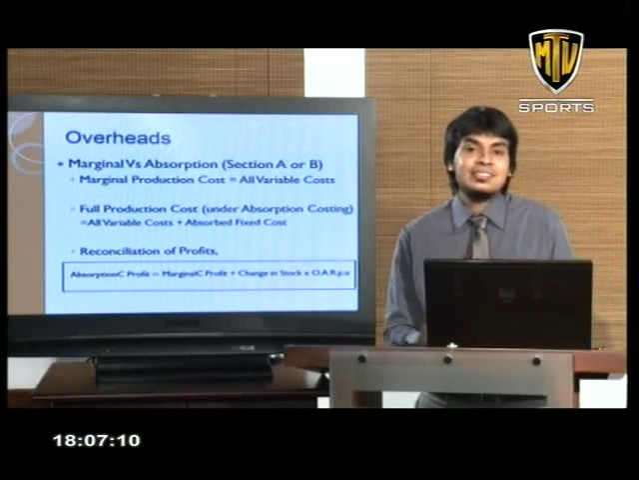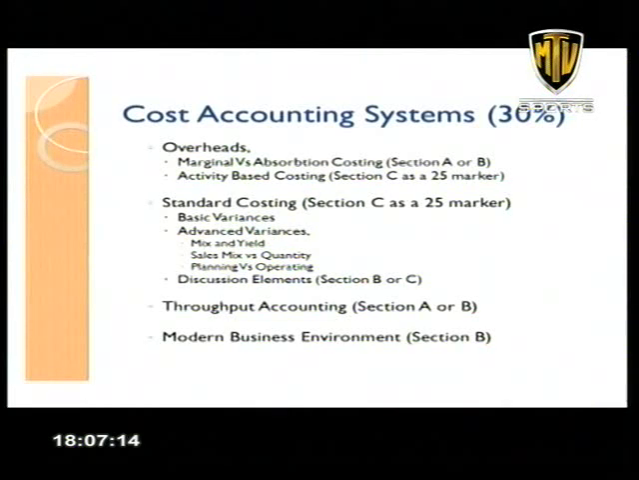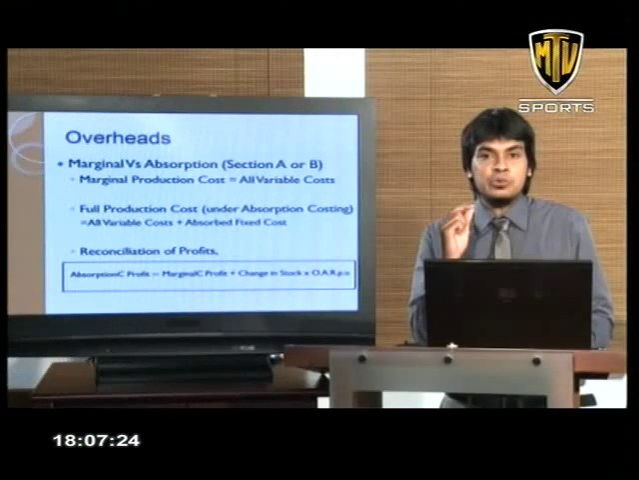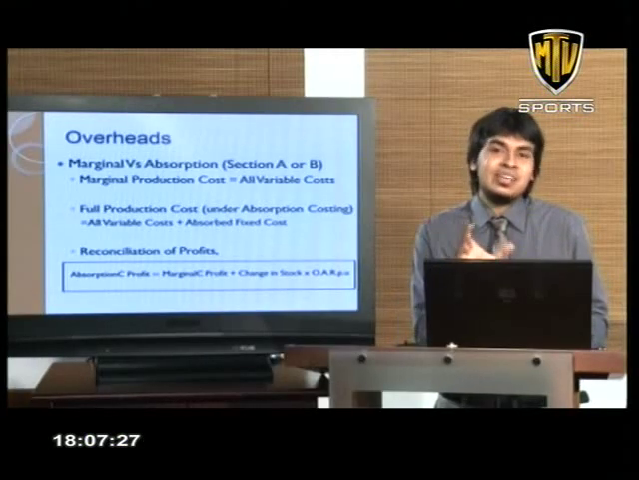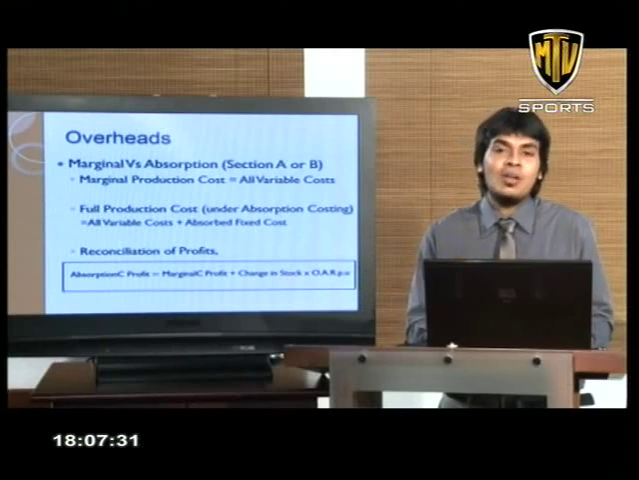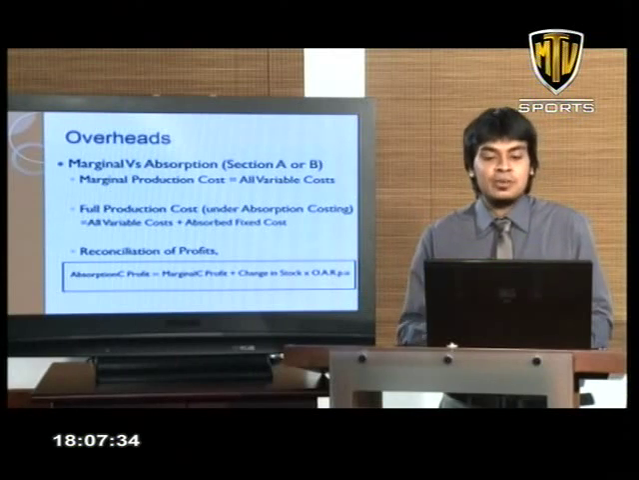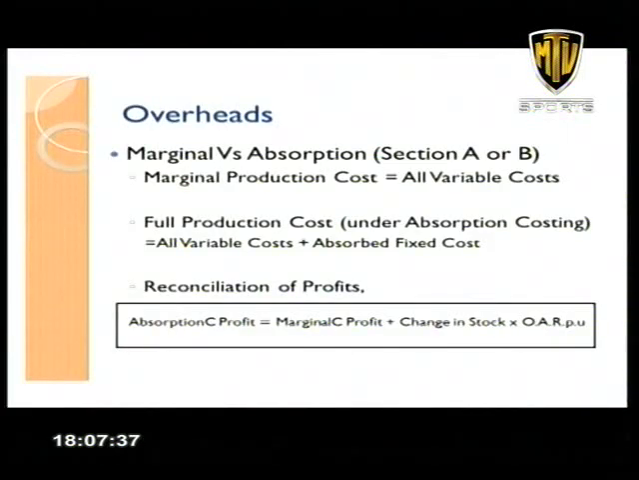Moving on, as far as overheads are concerned, marginal versus absorption, what do they actually mean? When I refer to marginal costing, essentially the technical definition of a marginal cost is the incremental cost to produce one more additional unit. So essentially, marginal cost boils down to all variable costs. And then you have something called full production cost, which is used to value your stock under absorption costing. The full production cost boils down to all of your variable cost, and to that you also absorb a certain portion of your fixed overheads.